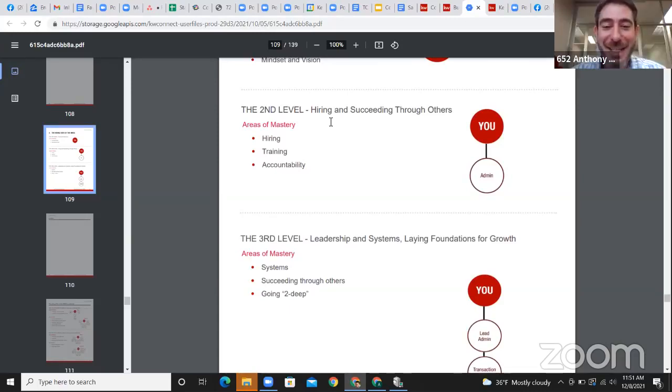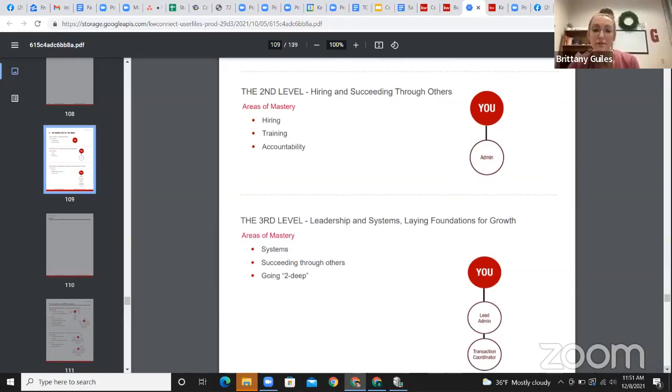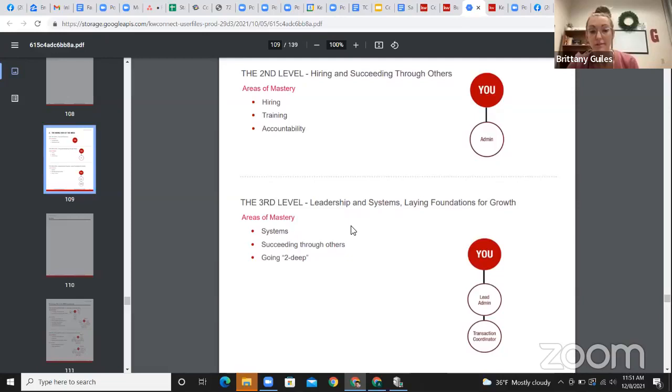So second level is succeeding through others, areas of mastery, hiring, training, and accountability. So how do you get areas of mastery? How do you master these areas, Brittany? Well, you go to training. Oh, kind of obvious. I get it. You go to training. The accountability, I think, is huge. And then you've got to do it. Yeah, that's true. And it's one of those things we've talked about. You've got to be okay with failing forward.